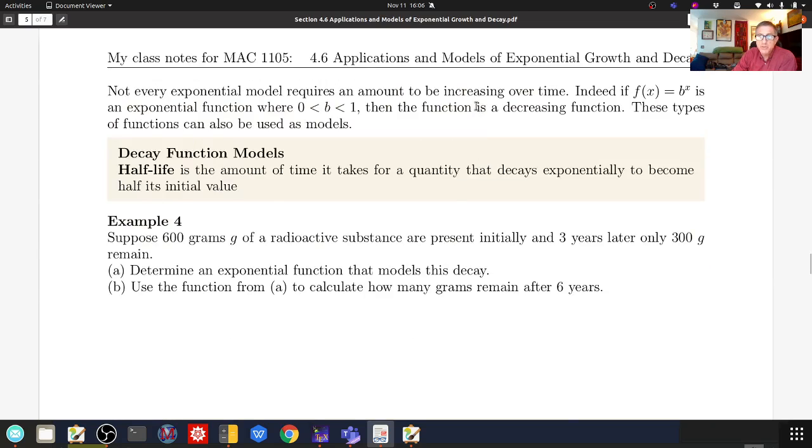Of course, as it turns out, that trend may not continue as people have access to birth control in first world countries. Then the birth rate is going down, and it just depends on whether that trend continues. So here we go. Not every exponential model requires an amount to be increasing over time. We also have decreasing functions. If our function f of x is equal to b raised to the x as an exponential function, where b is greater than 0 but less than 1, then the function is decreasing. So we can also use those types of functions as models. So we have decay function models. The half-life is the amount of time it takes for a quantity that decays exponentially to become half its initial value.